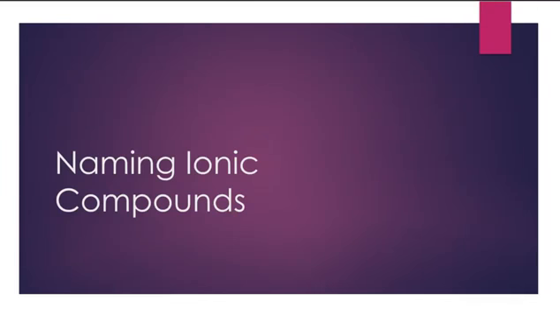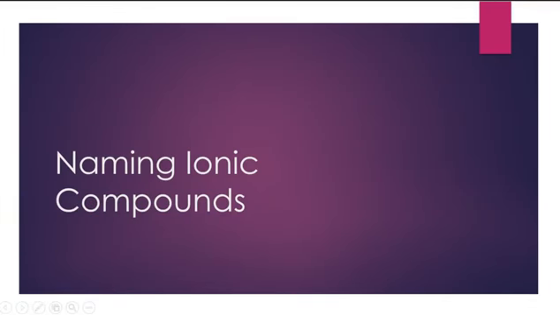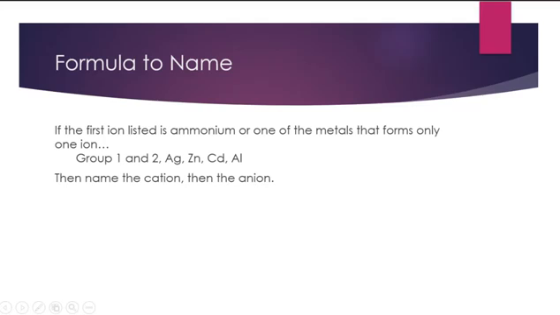This is a short video to show you how to name ionic compounds or go from a name to a formula. Let's cover that first because that seems to be the easiest of the two. If you're going from a formula to a name, you're going to look at the cation, which is the first ion listed in the formula.